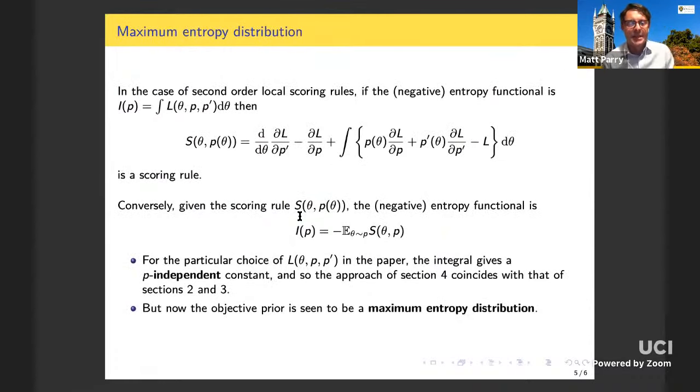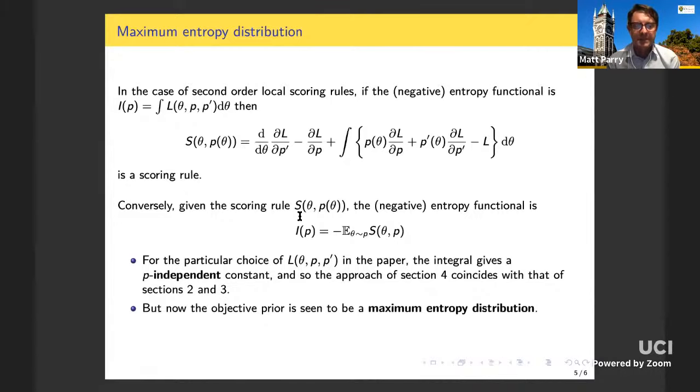In practice, in the cases we're looking at, for the case of second order local scoring rules, then that construction, which is harder to show, gives you this formula for the scoring rule. And now you can sort of see how those two constructions of the paper are linked together. The first term there is the Euler-Lagrange components that will normally be set to 0. And then you have the integral term. And with the choice of L in the paper, that integrand just becomes proportional to P. And so the integral becomes proportional to a constant, which doesn't depend on P. And so you can see now that if you satisfy the Euler-Lagrange equations, you're also just satisfying S equal to a constant.